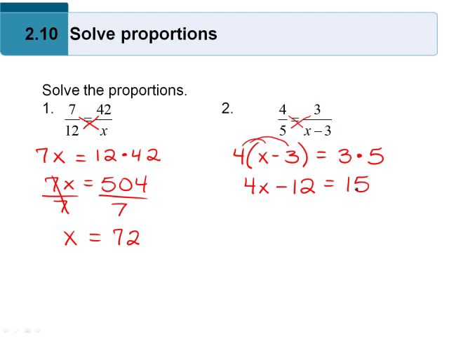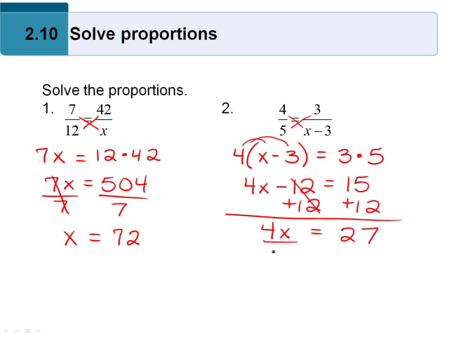So just be careful, and if you need to, go back and review the distributive property. Now, to solve this equation, we're not messing with 4x. We're going to get rid of that negative 12, that constant. So add 12 to both sides, and 4x equals, because the 12's cancel, 15 plus 12 is 27. Ugh, what an answer. Okay, now divide by 4 to finish it up.